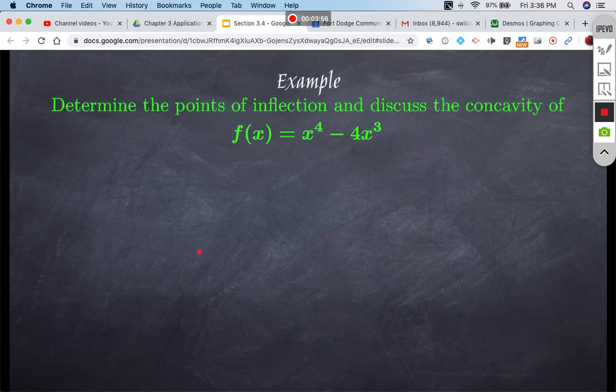So, let's do one of these. Give this a try on your own. It's pretty much like the problems we did before, except I want you to first determine the points of inflection and then discuss the concavity. We really did it on the other ones. We just didn't call them points of inflection. Give it a try, then come back to me.